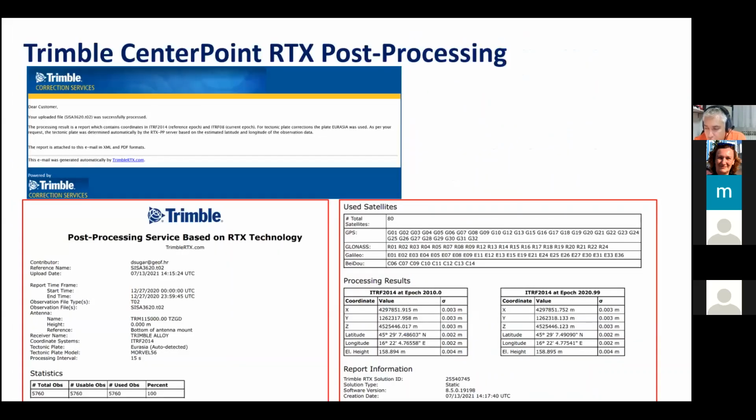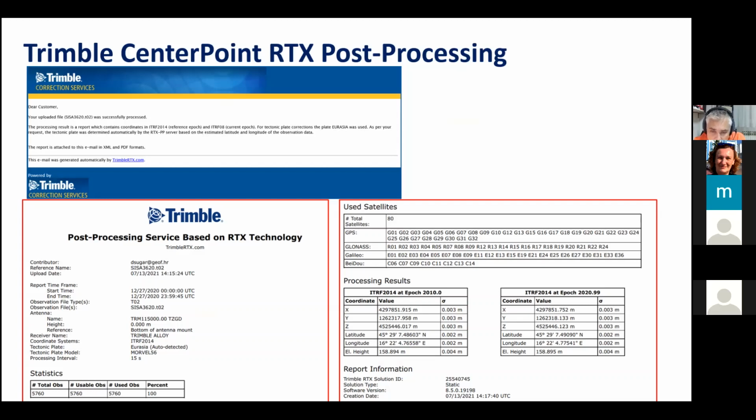As I showed you earlier this morning, I have received the results by email. The results are given in XML and PDF format report. What is in the report I have already explained. Since there are coordinates given in ITRF in 2 different epochs, the current epoch being 2020.99 and the fixed epoch 2010.9, I have selected this fixed epoch for my coordinates.